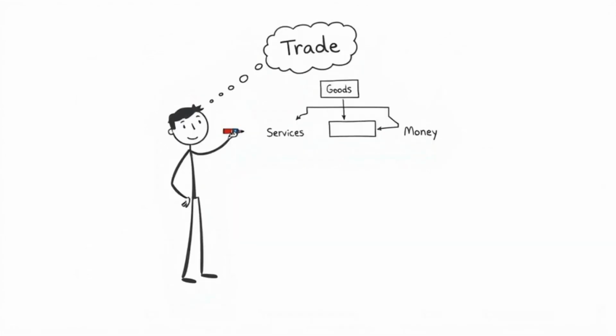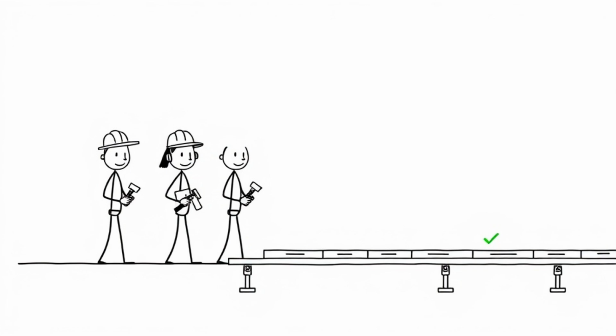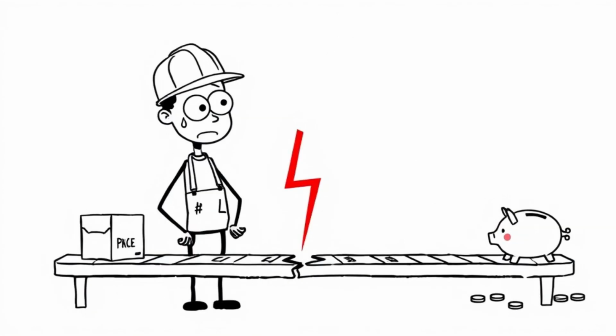So, let's summarize. World trade relations are the systems and agreements that allow countries to exchange goods and services. Countries specialize in what they do best and trade for the rest, making products more efficient and affordable. And when trade relations are stable, the global economy feels smoother. When tensions rise, the effects show up in prices, supply, and economic confidence.